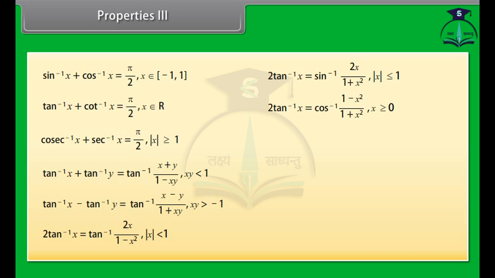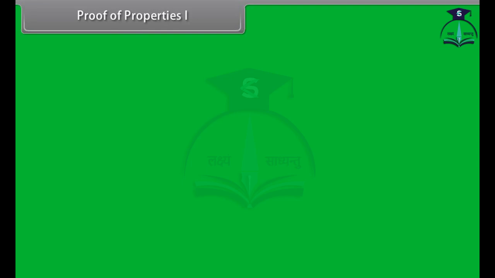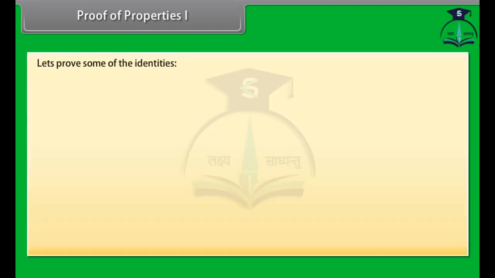x is greater than or equal to 0. 2 tan inverse x is equal to tan inverse 2x by 1 minus x square, for minus 1 is less than x is less than 1. Proof of properties 1. Let's prove some of the identities.